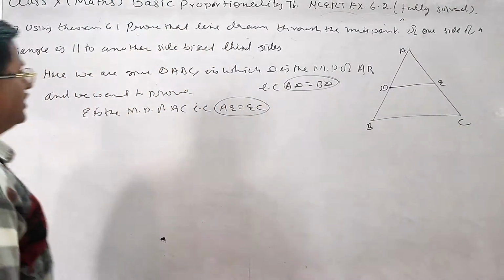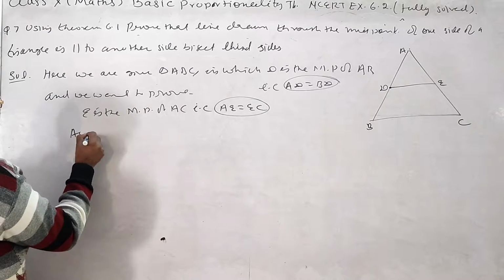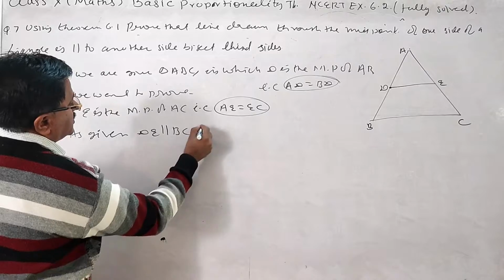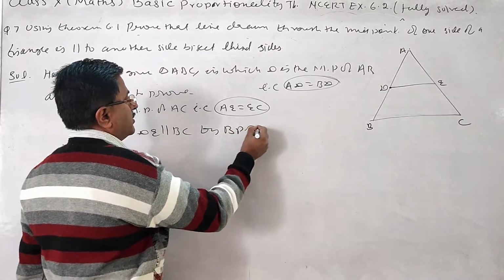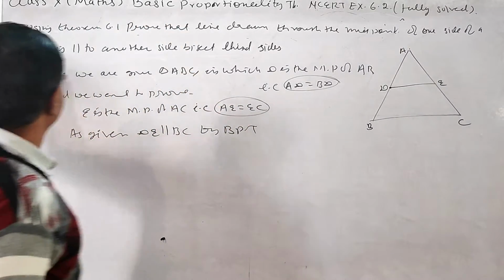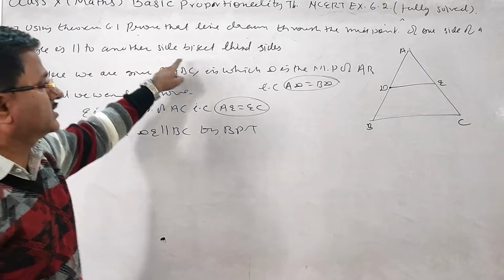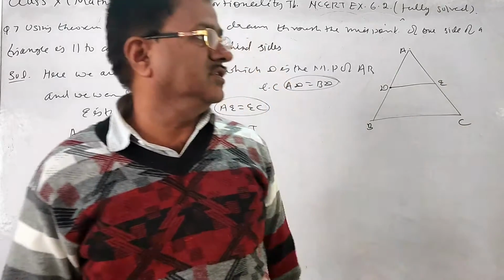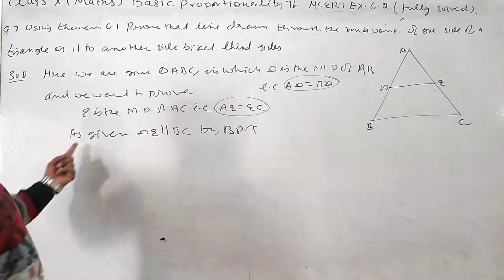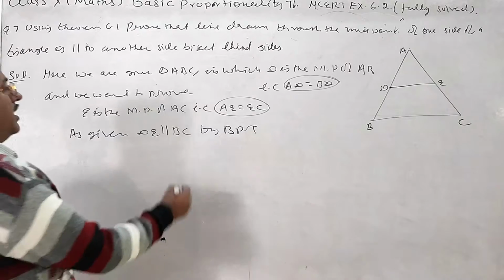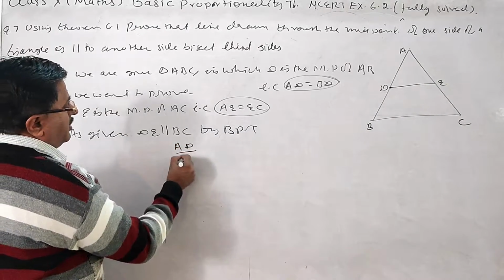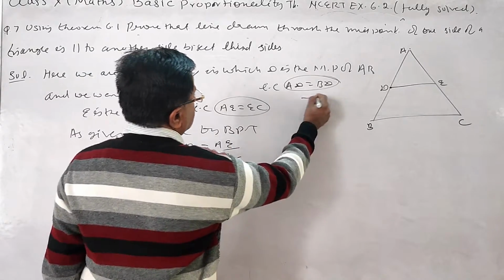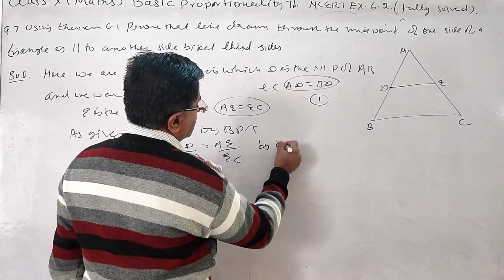Now as we are given DE parallel to BC. So by basic proportionality theorem, this is already given. The line DE is parallel to BC. This is given. So we can say DE parallel to BC. Then by BPT we are saying AD upon BD equal to AE upon EC. But by one.